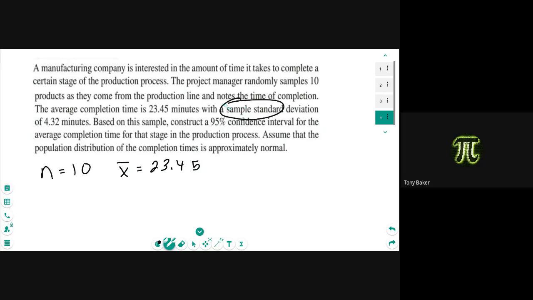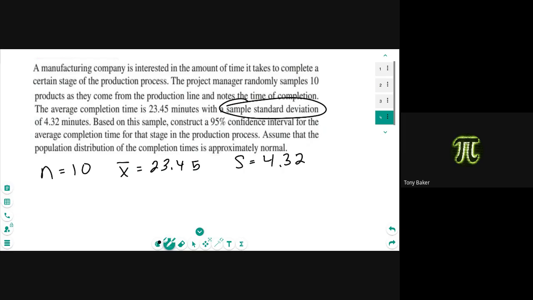It's sample standard deviation. Okay? It's not the population standard deviation. So typically we use an S to show that instead of that squiggly little sigma. So that's 4.32.